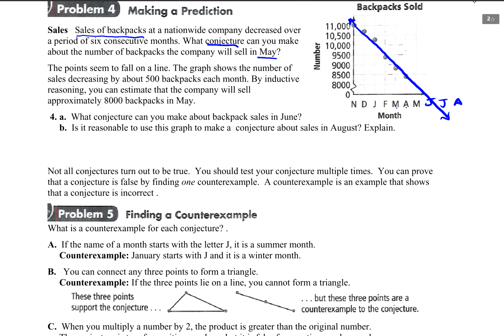Now, what do you think about that? What we see here is that the sales are decreasing by about 500 backpacks each month. And so if April had about 8,500, we can estimate, subtract 500 from that. In May, there's probably going to be about 8,000 backpacks. So go ahead and look at the next two questions. Pause your video and think about what your answers to those are.